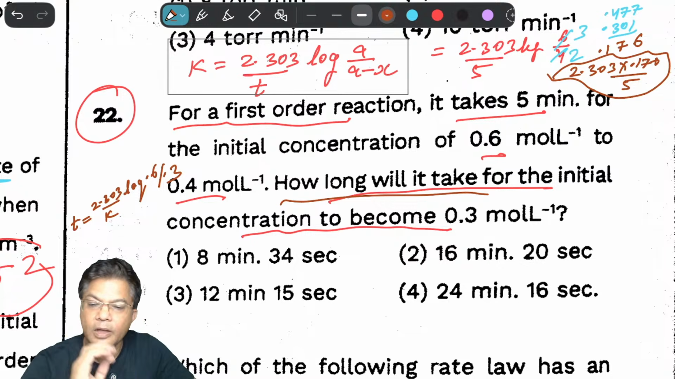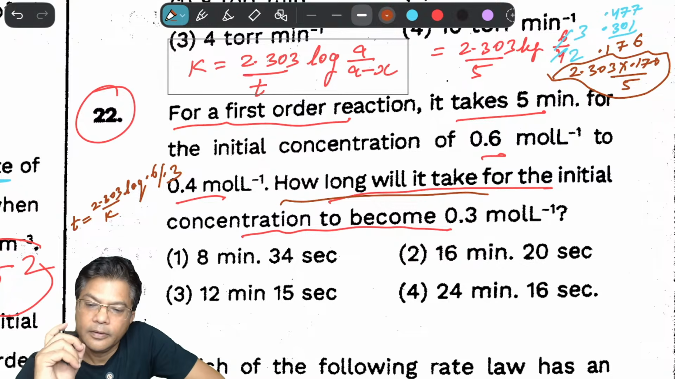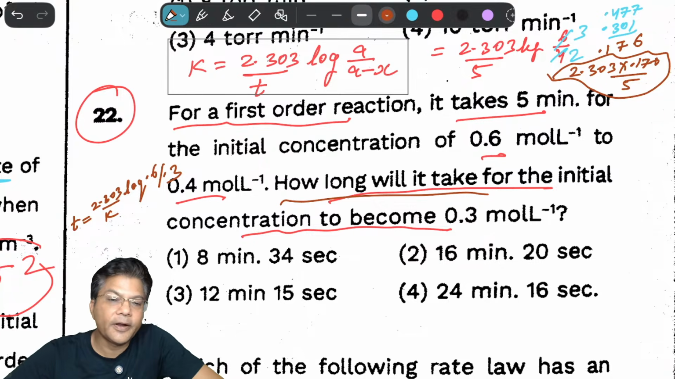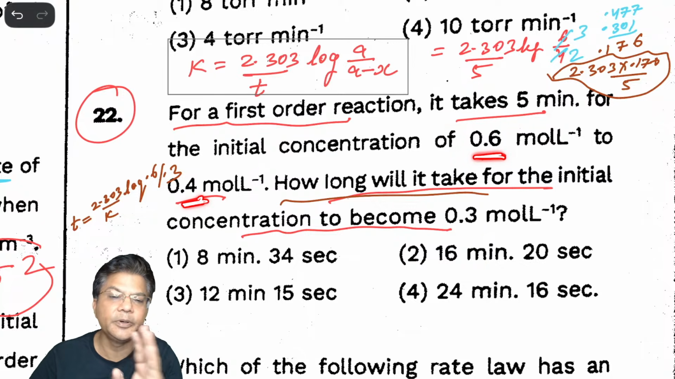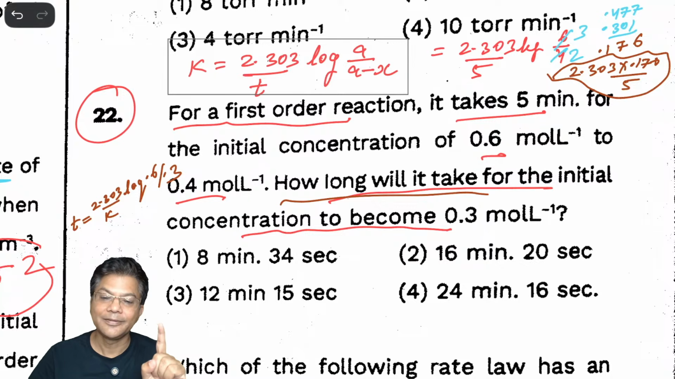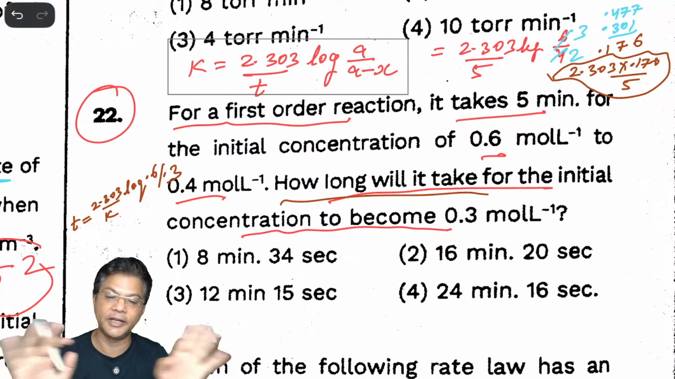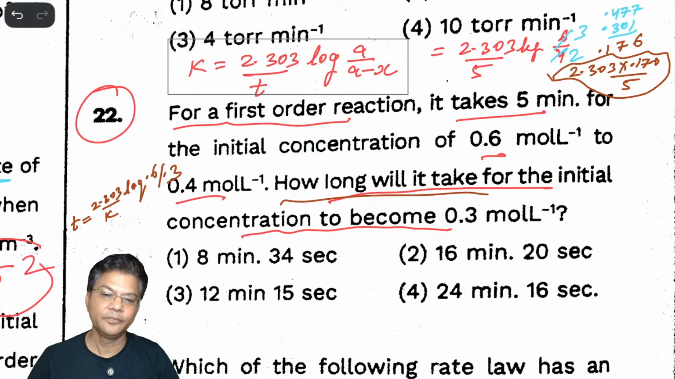Okay, now see. They have written for a first order reaction, it takes 5 minutes to become from 0.6 to 0.4. What's the relation in between 0.6 and 0.4? Half of 0.6 will be 0.3. That means half-life has not taken place. Half-life nahi chala. Are you getting my point?